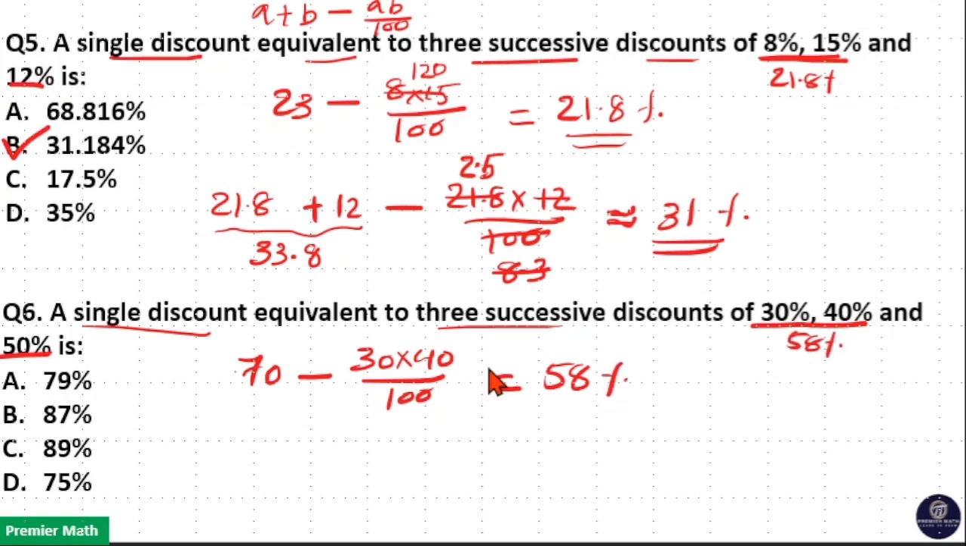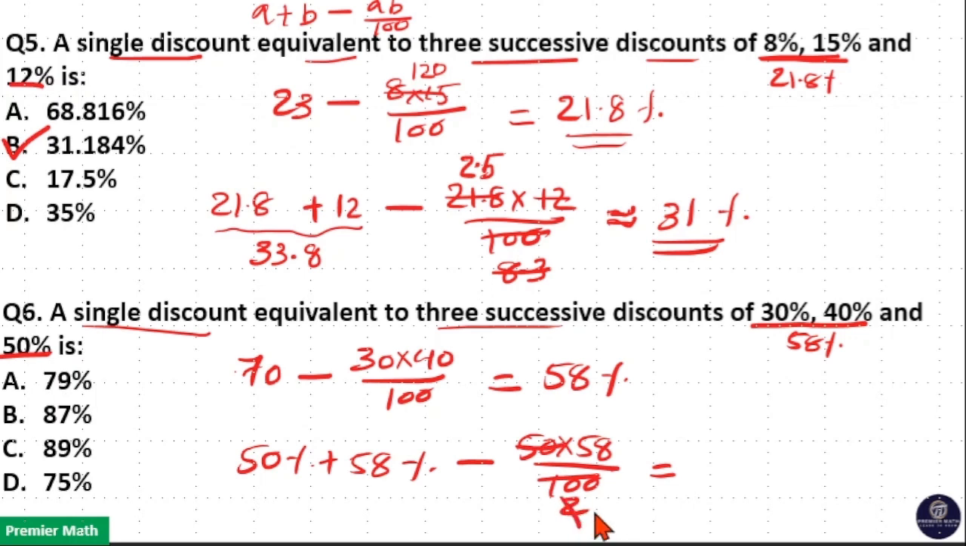Now 58% and 50%, take it. 50% plus 58% minus 50 into 58 divided by 100. Now 50 goes 2 times in 100, 2 goes 29 times in 58. Now you can see 58% minus 29% is 29%. So this is 50 plus 29, 79%. Option A is your answer.